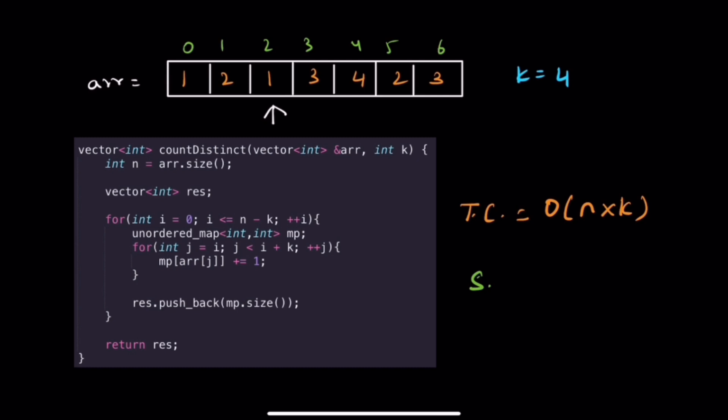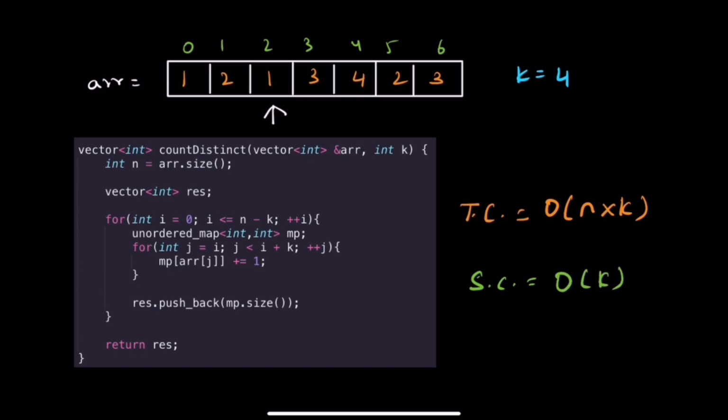Now, what will be the space complexity for this approach? Here, we are using a hash map internally, right? And this hash map can store up to k values in the worst case scenario, because we are iterating from the ith position to the i plus k position, right? So if every element is unique, we can have just k elements present. That's why the space complexity will be order of k.